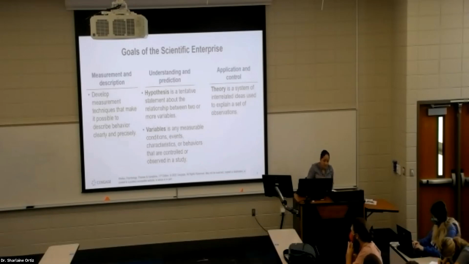Now, another thing that we need to understand is variables, because before we can make a prediction, we need to understand what a variable is, right? What's A, what's B? A variable is simply something that varies. It's simply something that can be indeed measured. And that could be anything, right? That could be absolutely anything.